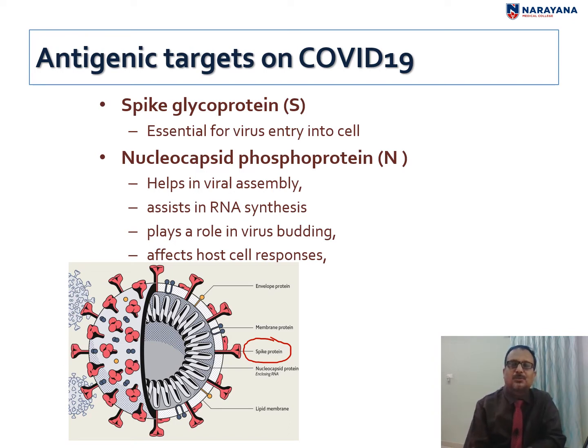And number two is the antibodies against nucleocapsid phosphoprotein, that is also known as N protein. The antibodies produced against the S protein and N protein will be detected. This N antigen, or N protein, is useful in viral assembly and assists in RNA synthesis, and also plays a role in viral budding, and it affects the host cell response also. So the antibodies produced against these two antigens will be detected.